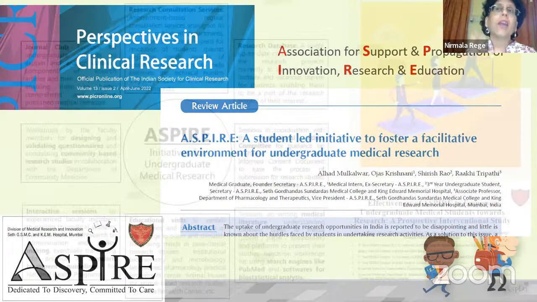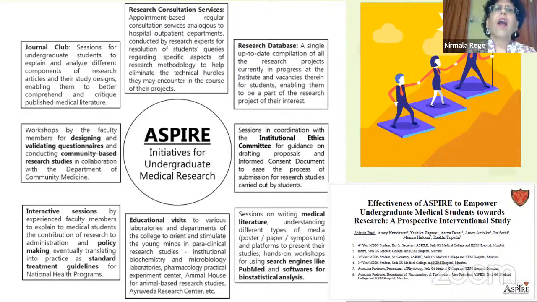Now, this ASPIRE developed this initiative in partnership with teachers, and a number of activities were planned by the students taking more lead, and whenever they require, they ask the faculty members to join as an expert. They are giving research consultation services, creating research databases, sessions in collaboration with the institutional ethics committee, sessions on writing medical literature, then educational visits to various areas in the institution where research labs are there, interactive sessions, designing and validating questionnaires or community-based research studies, and having a journal club.